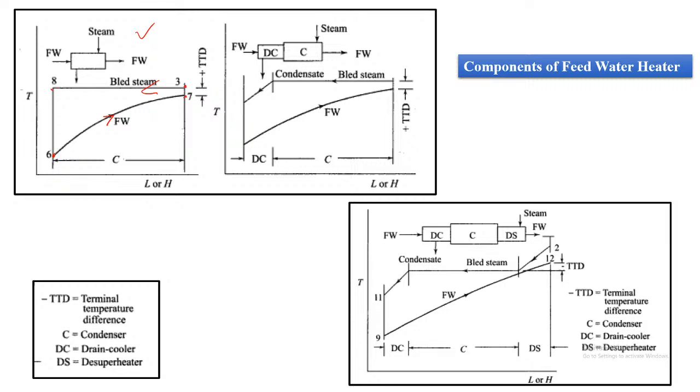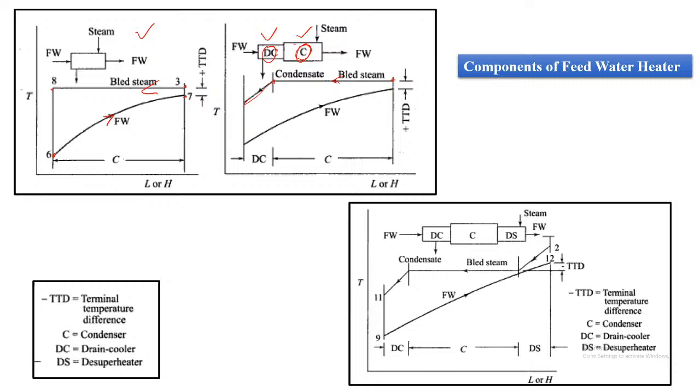Further, we can see here the other type of feed water heater, which has a condenser and drain cooler. So here water is increasing its temperature, but the steam initially changed from dry saturated vapor to saturated liquid state, and then further it got cooled. So there is a drain cooler and then there is a condenser, and this condenser is actually part of a feed water heater.